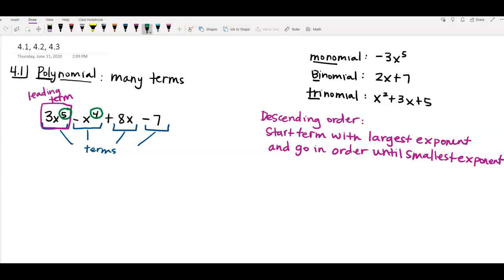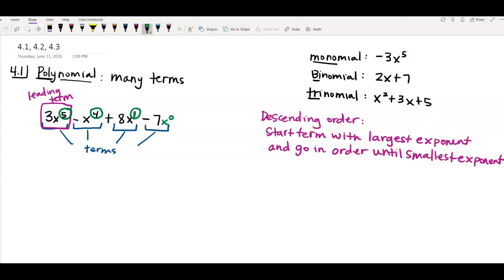A 1? Yeah, that one's a 1. So if it doesn't show there, if it's just x, that's really meaning x to the first power. And I'm going to also write something down here next to this one, because this is where some people get a little bit confused. This is like saying x to the 0 power, right?